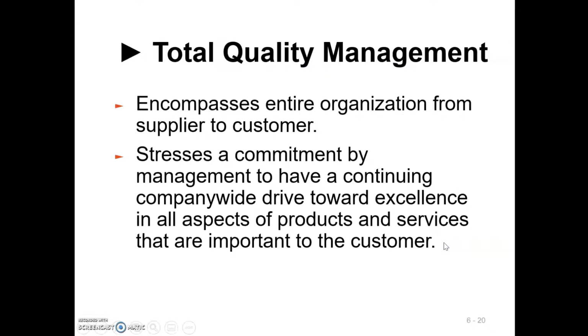So total quality management encompasses the entire organization from supplier to customer, and it stresses a commitment by management to have a continuing company-wide drive towards excellence in all aspects of products and services that are important to the customer.